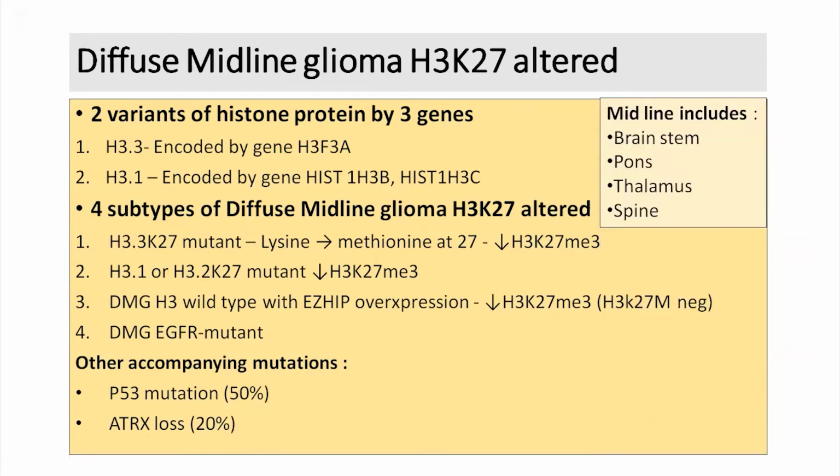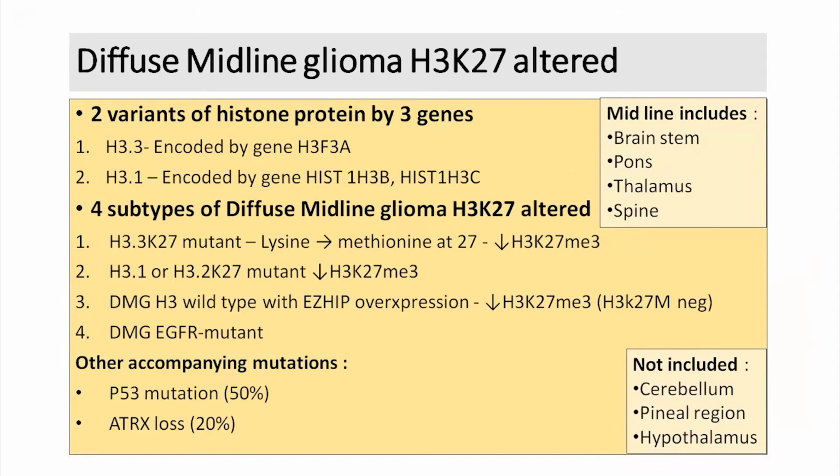This is also very important: what all the structures are included in the midline. It includes the tumors in brainstem, pons, thalamus, and spine, while the tumors in cerebellum, pineal region, and hypothalamus are not included.